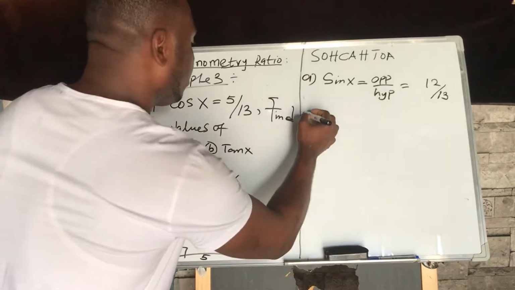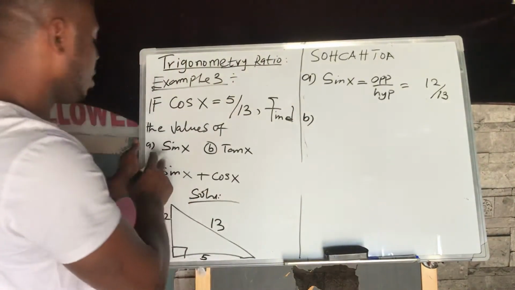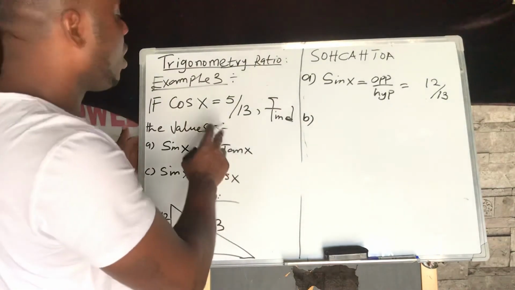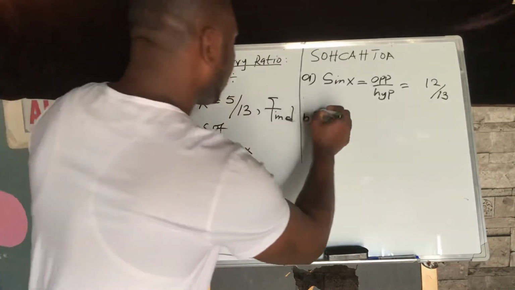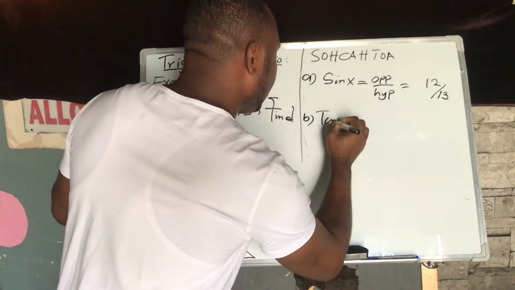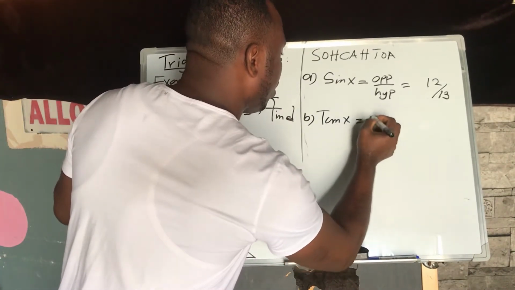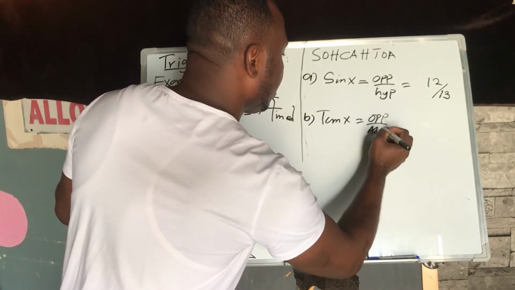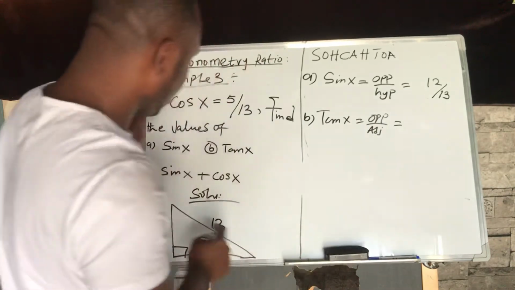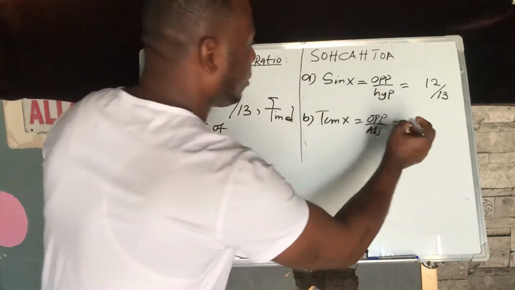And b is what? Tan x. What is tan theta? Opposite over adjacent. Tan x equals opposite over adjacent, which is equal to what? 12 over 5.